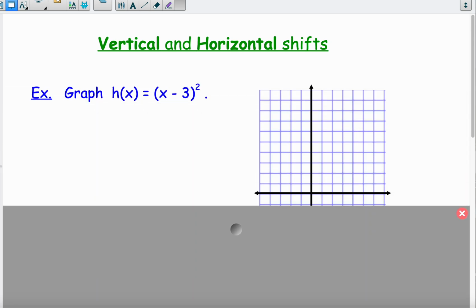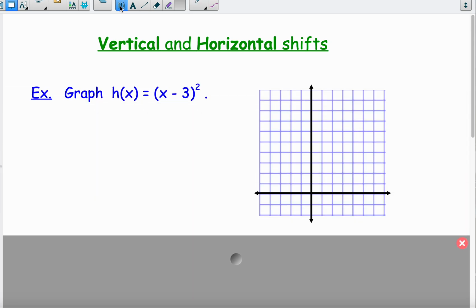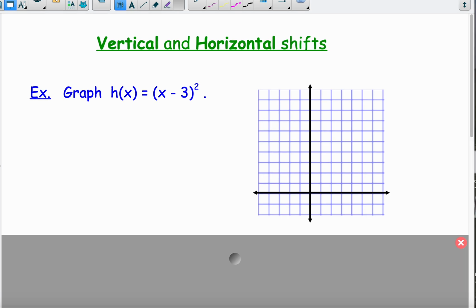Okay, so let's get into transformations. Let's talk about vertical and horizontal shifts of graphs. So let's look at this example here. We've got h of x equals (x minus 3) quantity squared. The parent function for this is just y equals x squared. So I'm going to start with that. I'm going to graph its parent function.